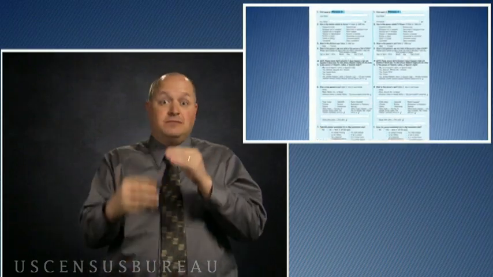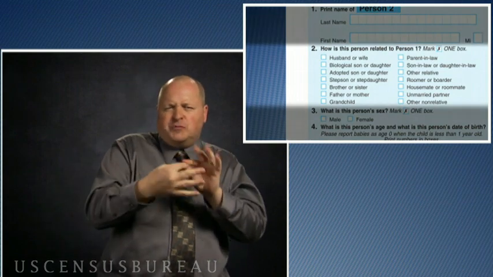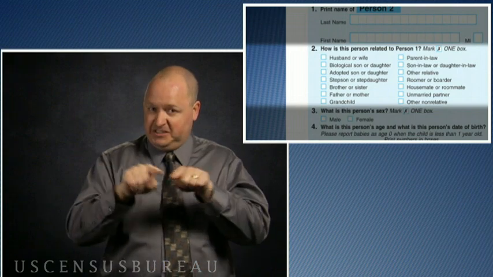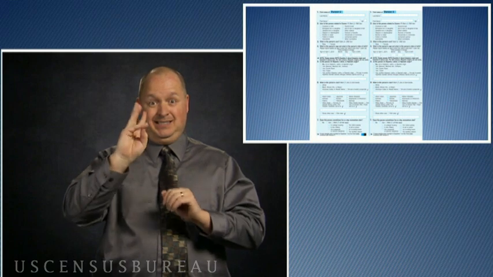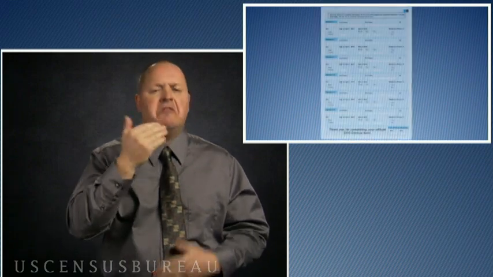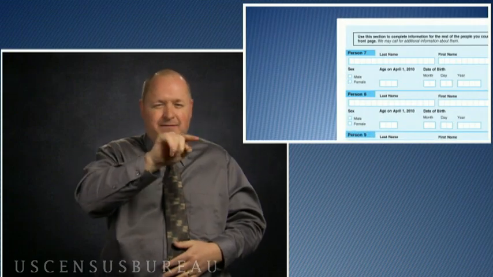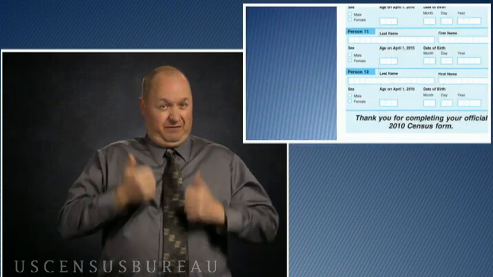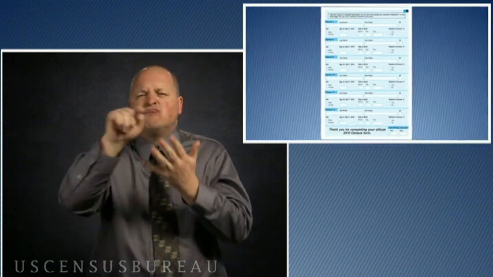The only additional question is about relationship. How is the person for whom you are answering the questions related to person 1? Mark only one box. If there are more than 6 people in this household, use this section of the form to complete the information for persons 7 through 12. If there are more than 12 people in this household, we may call for information about these additional people.